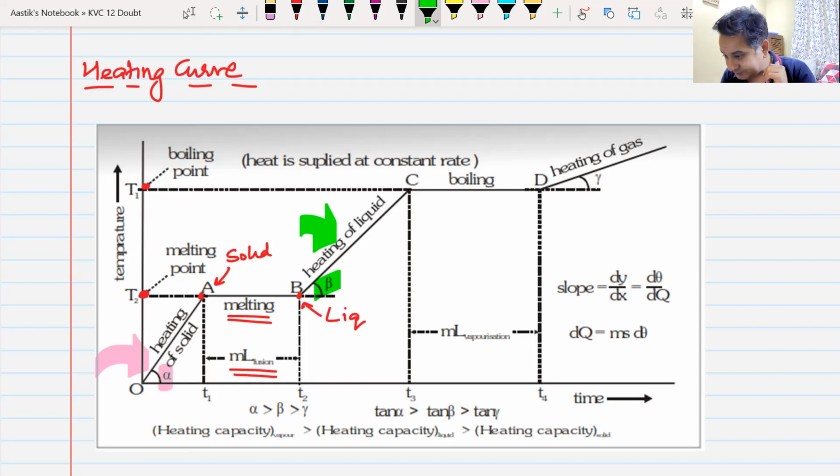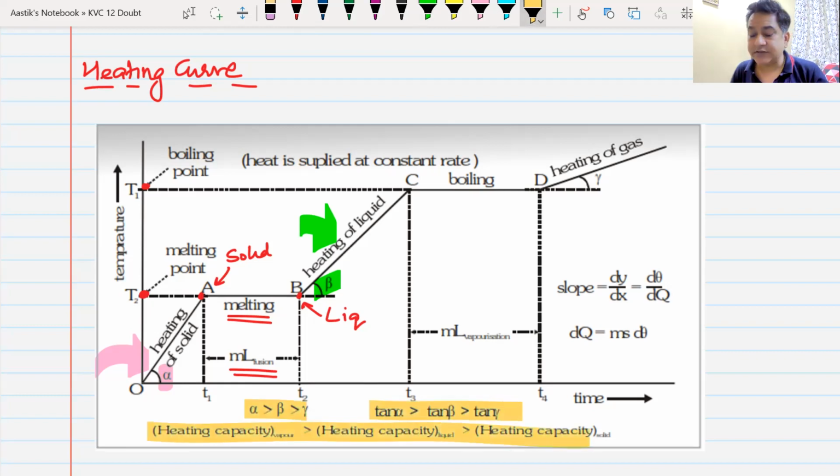This fact, note it down at the last of this table. Alpha is more than beta. That is more than gamma, because thermal capacity or heat capacity or specific heat of gases is more than the specific heat of liquids, is more than the specific heat of solids. Do we understand this? Yes or no?